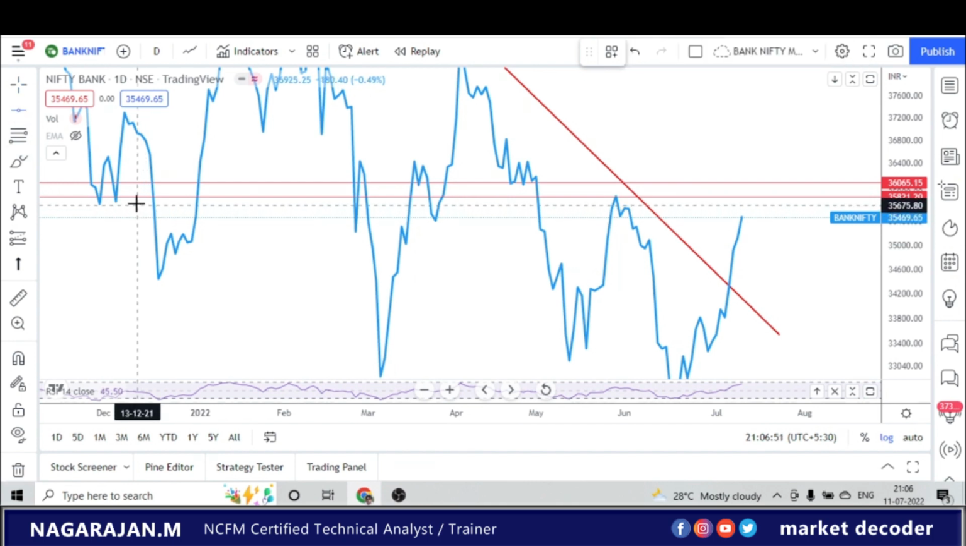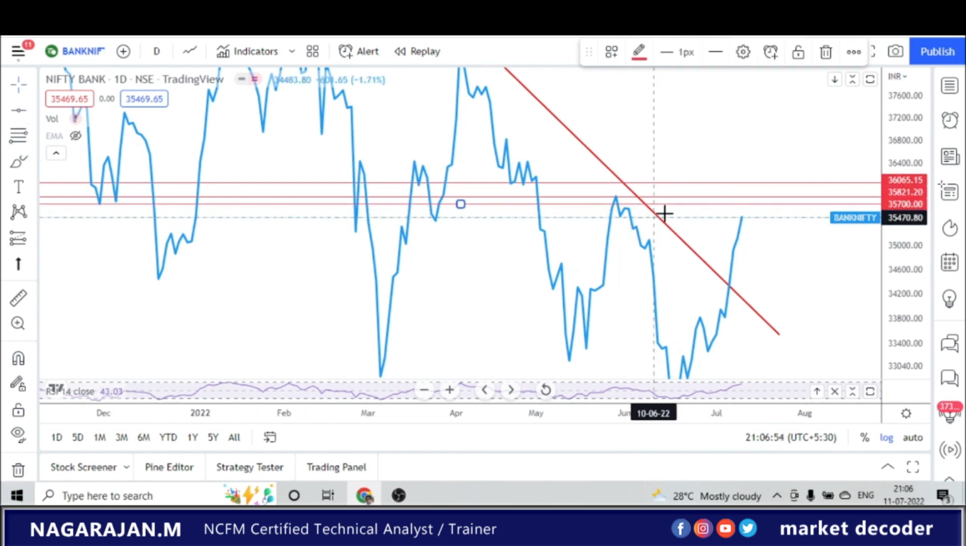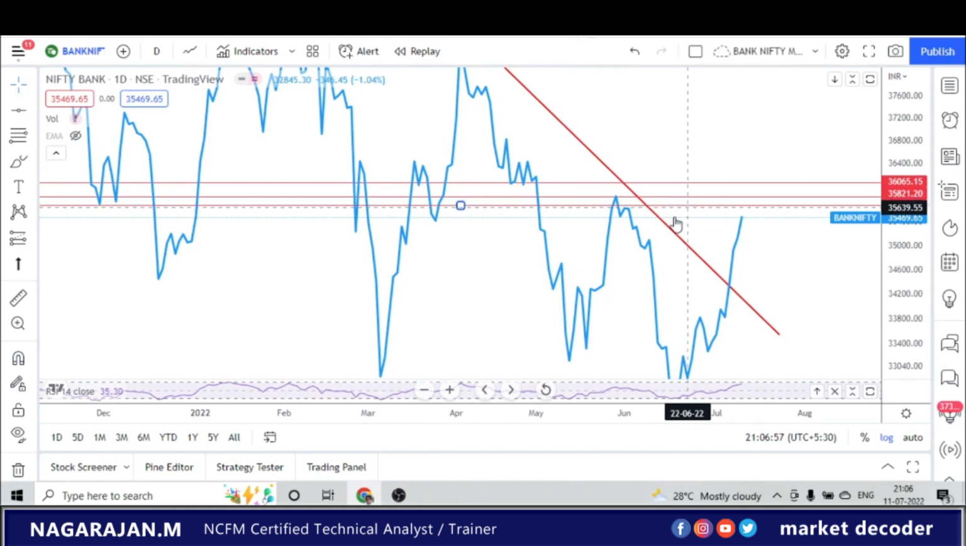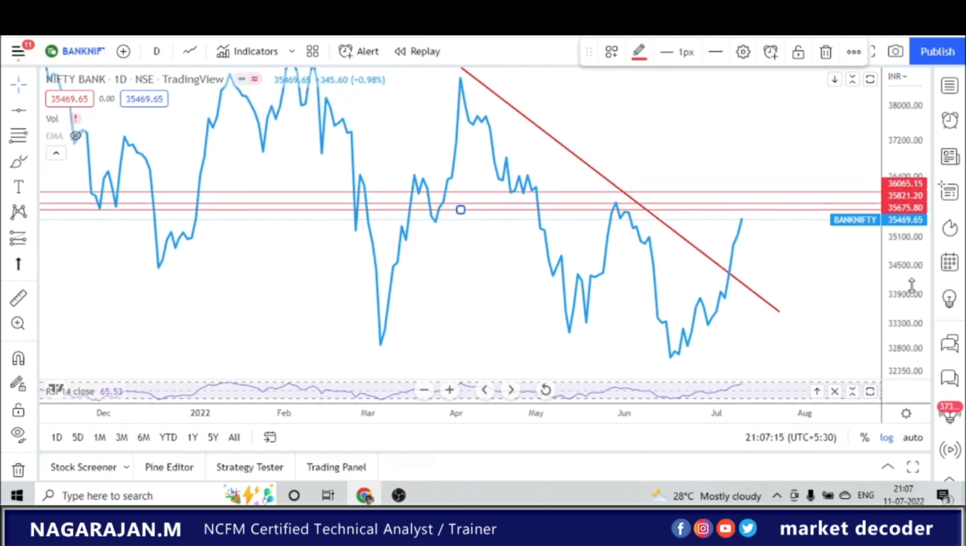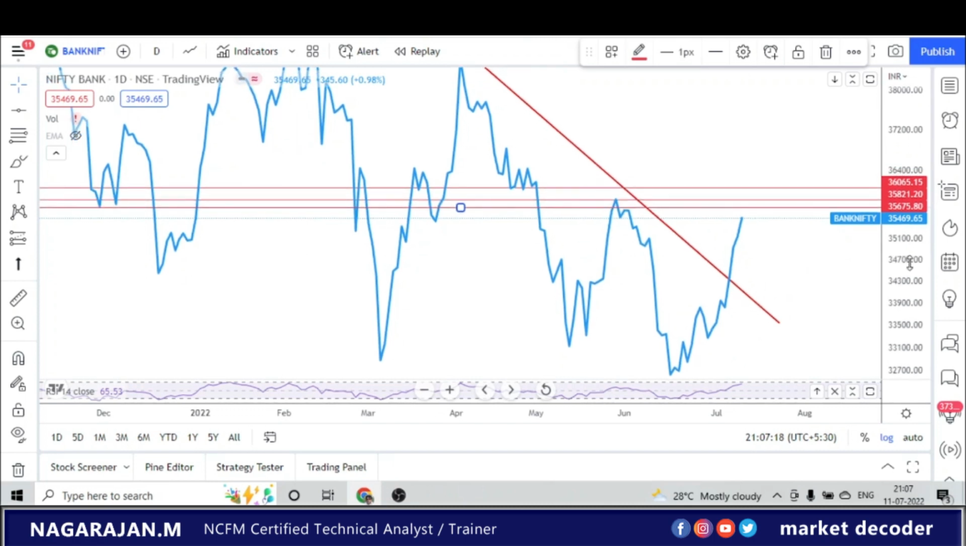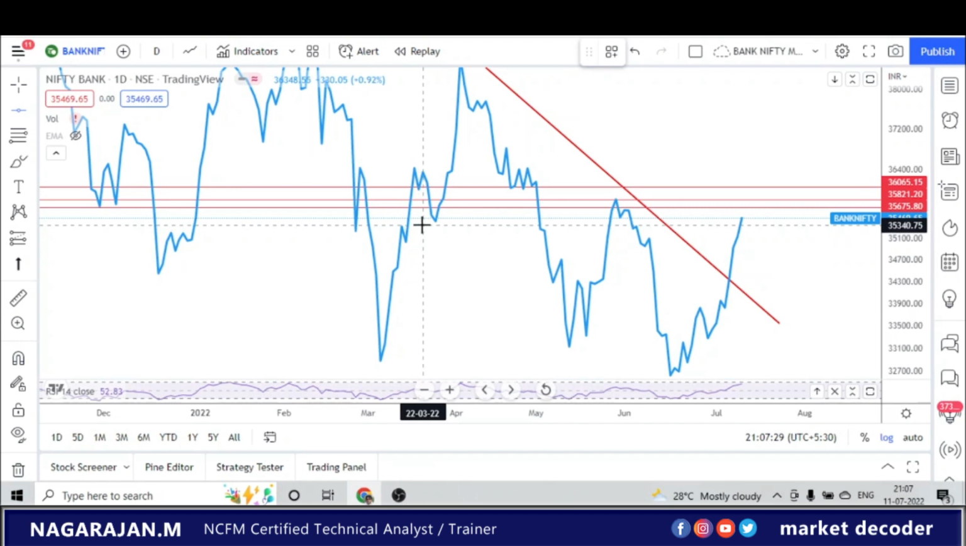So Bank Nifty has neared a huge resistance zone. Three times Bank Nifty has reacted to this level, which is around 35,675, and the next level is 35,800, and the huge resistance comes around 36,000. Those are the levels where Bank Nifty can reverse. If it reverses, we also need to look at what level it will take support.